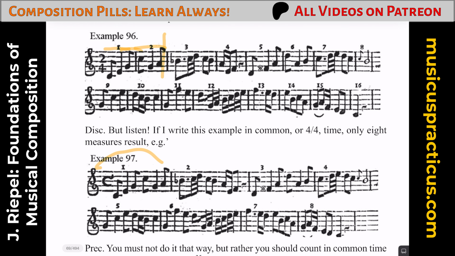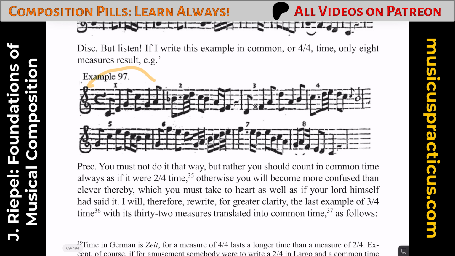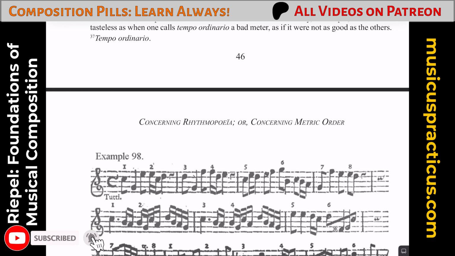But it's the same. And then he says, you must not do it that way, but rather you should count in common time always as if it were 2/4 time. Otherwise, you will become more confused than clever thereby, which you must take to heart as if your Lord himself had said it. I will therefore rewrite for greater clarity the last example of 3/4 time with its 32 measures translated into common time as follows. This.